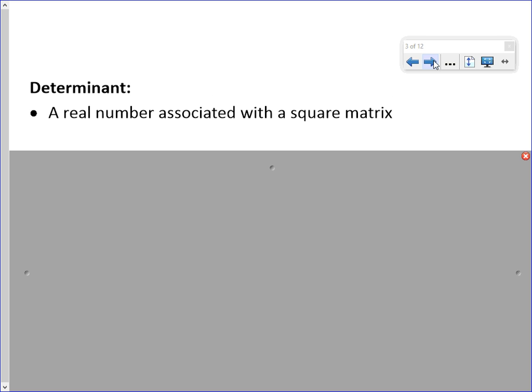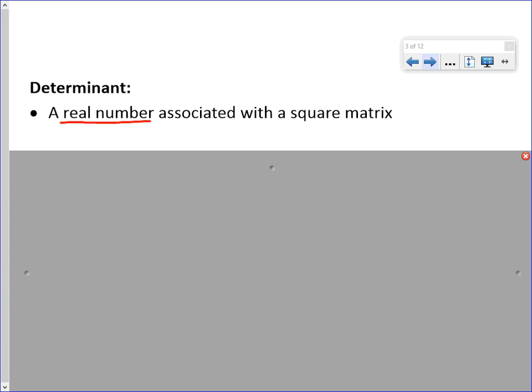Okay, so just really quickly, a determinant is a real number associated with a square matrix. There are some things that we can only do if the matrices are square, and one of those things is an inverse. Only square matrices have inverses, although not every square matrix has an inverse. And now we have the determinant. Determinant is only found for square matrices. And the thing to remember about the determinant is a real number associated with that matrix. It is not another matrix.